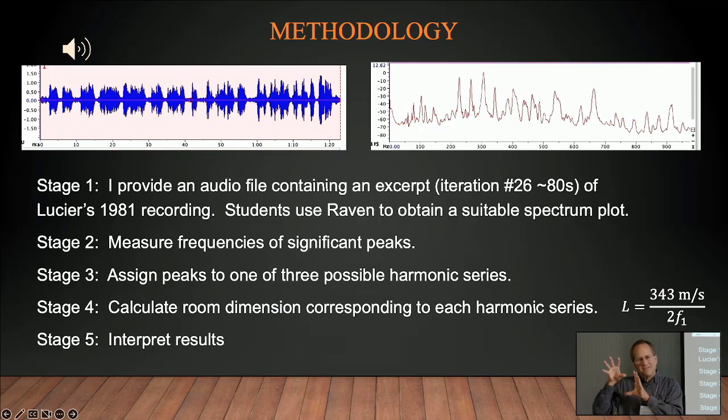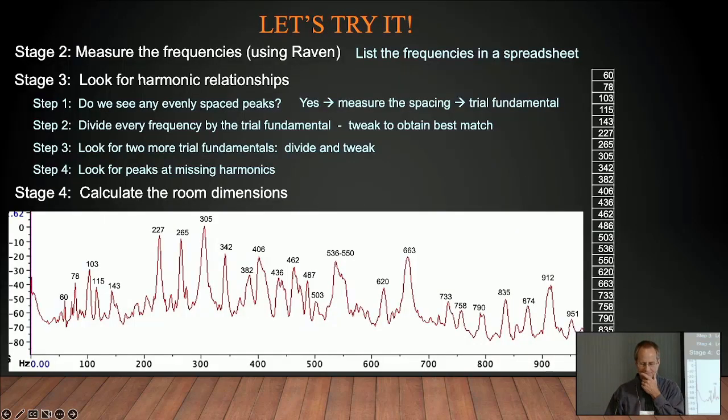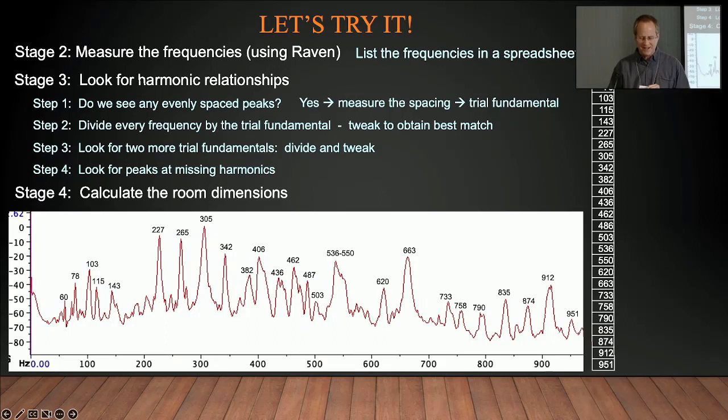Now the puzzle comes. They have to assign those frequencies to the harmonic series. Which fundamental are they multiples of? Once they've done that, they can calculate the room dimensions. Then they have to interpret the results. Do those dimensions that they've just calculated actually make sense? So in a nutshell, it could look something like this. They've measured those frequencies, they've labeled them, as you might see here on the plot, and put them into a spreadsheet. That's this column here on the right.